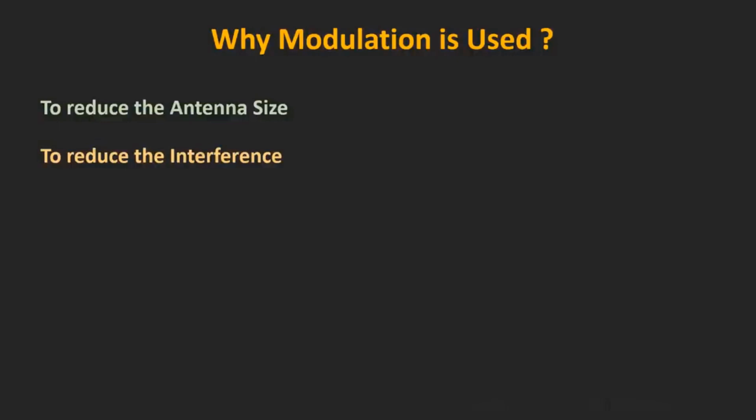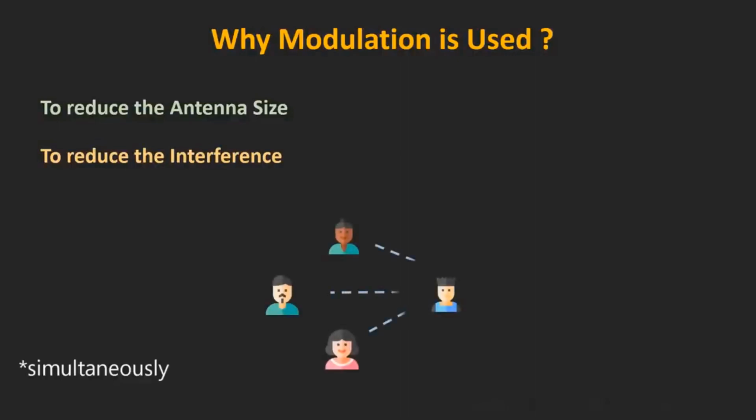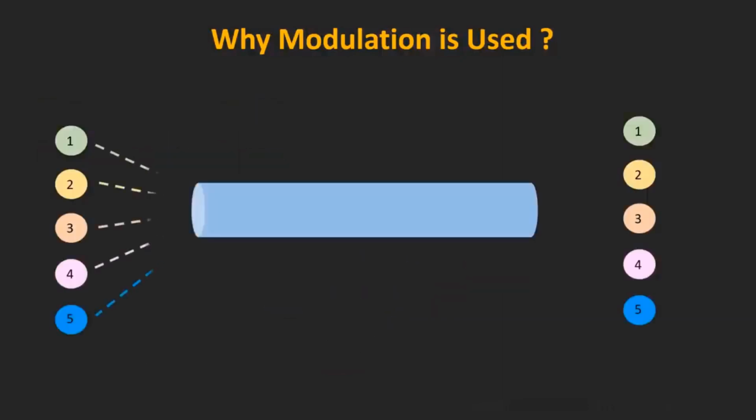In case I take a frequency of 10,000 megahertz, then lambda is equal to c by f, and when you calculate the length of an antenna, it will be a much smaller one. Then the second thing is to reduce interference.